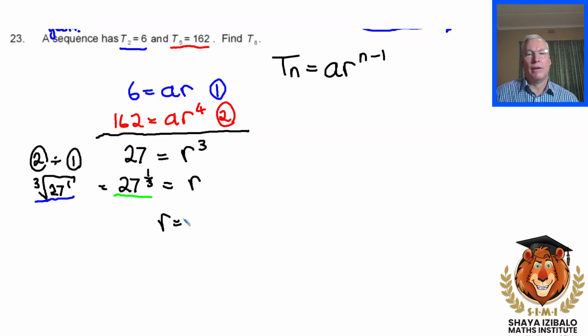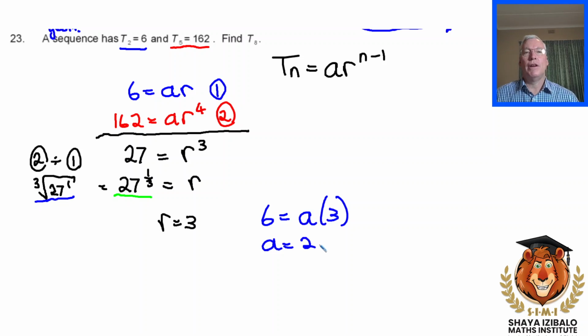And if r equals 3, now we want to try and find out what a is. We can use either of our equations. Let's use equation 1. I'm going to write out equation number 1 in blue again, and fill in the fact that I know r is 3. So a times 3 is 6. Divide both sides by 3, and I get that a equals 2.